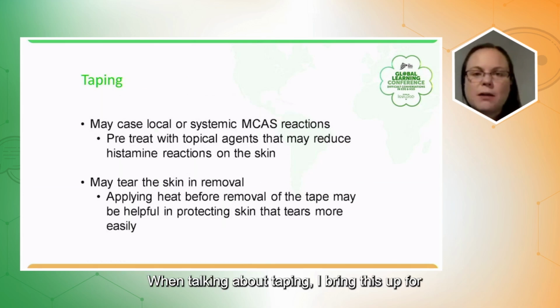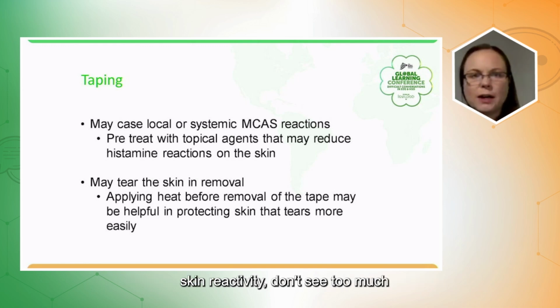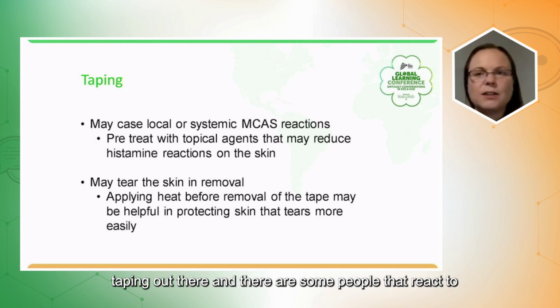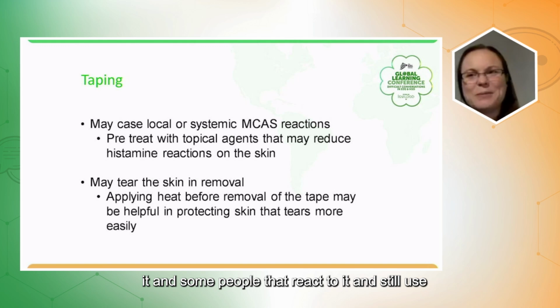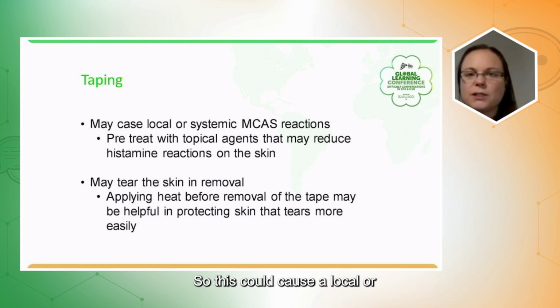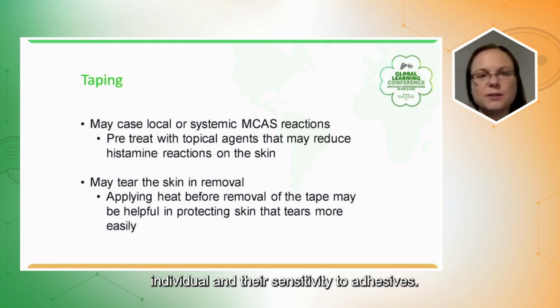When talking about taping, I bring this up for the mast cell component, or the inflammatory piece that can happen, skin reactivity. Don't see too much of the autonomic nervous system, but I know there are some people that just love taping out there, and there are some people that react to it and still use it because it does work well for some people. So this could cause a local or systemic mast cell reaction depending on the individual and their sensitivity to adhesives.